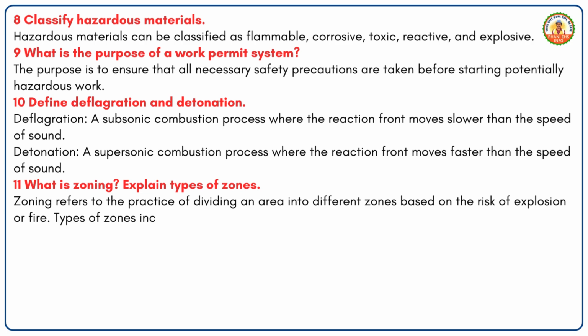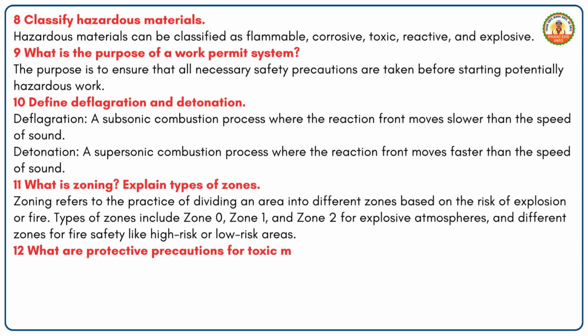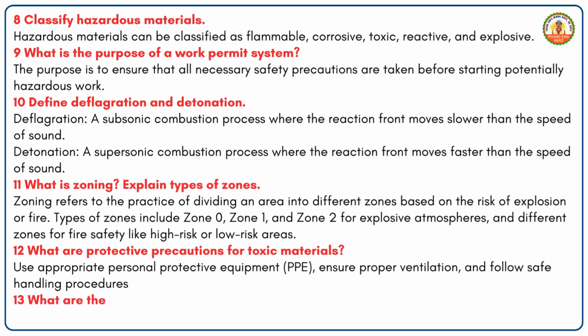11. What is zoning? Explain types of zones. Zoning refers to the practice of dividing an area into different zones based on the risk of explosion or fire. Types of zones include Zone 0, Zone 1, and Zone 2 for explosive atmospheres, and different zones for fire safety like high-risk or low-risk areas.